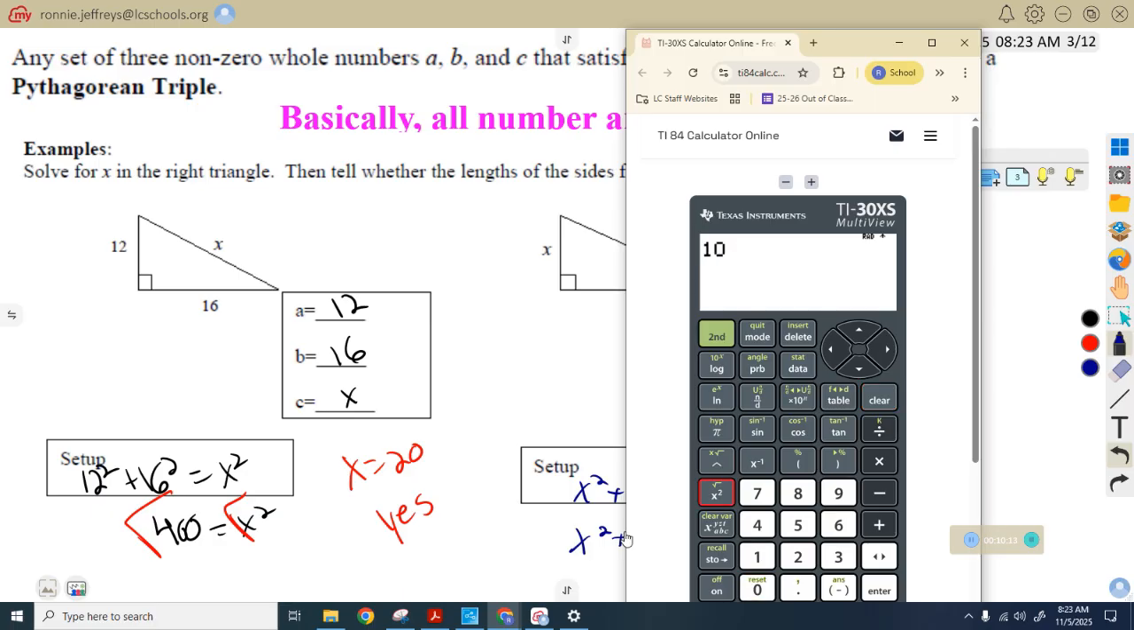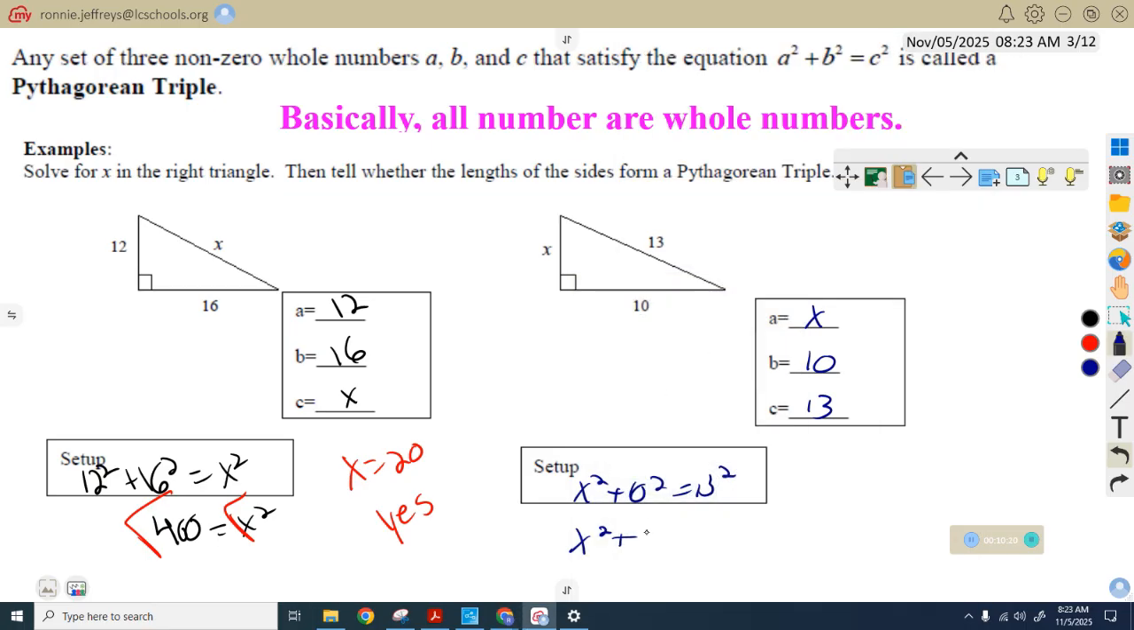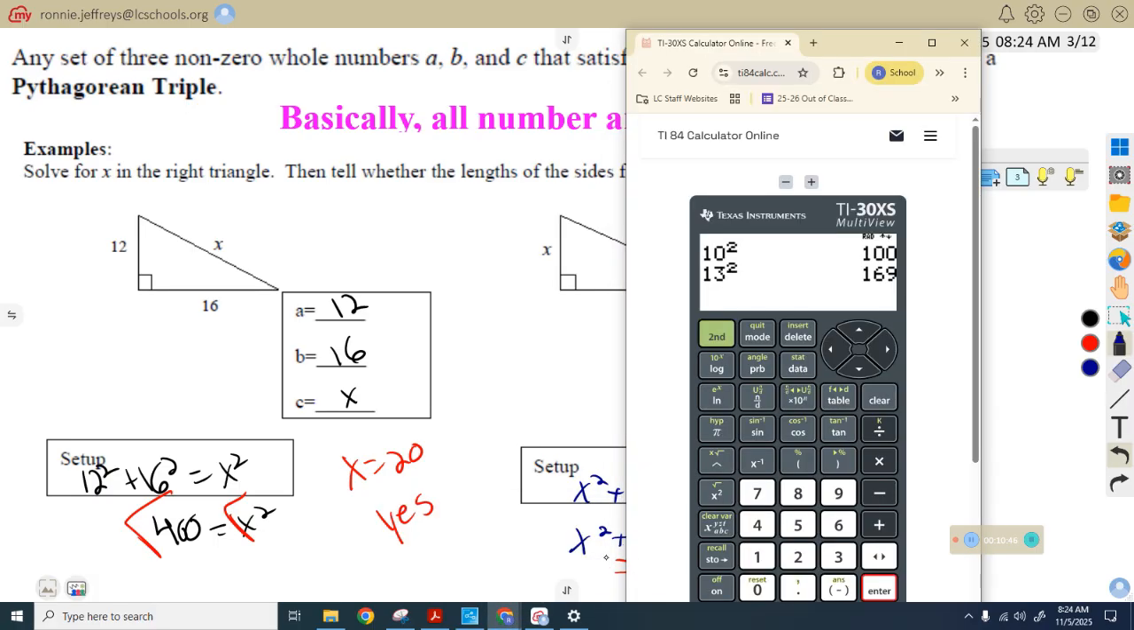So 10 squared, that's 100, and then 13 squared is 169. Okay, so x squared equals 69. So we're going to have to take the square root of this. I have a feeling we're going to get a weird answer. Okay, for some people it might be a decimal. For other people it's going to be something else.